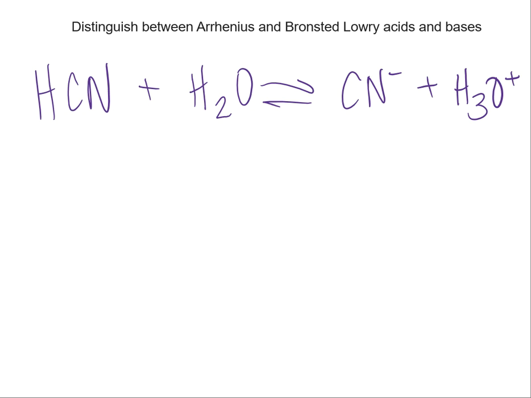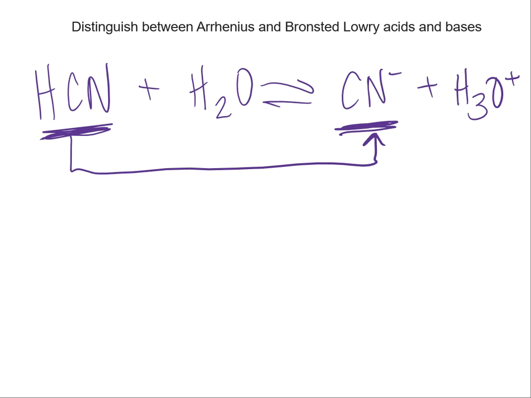So you want to look for similarity. So we had HCN on the reactant side. On the product side, we see CN minus. So we know that these two are related to one another. And so this HCN, in order to go to CN with a negative, two things had to take place. First, you had to lose hydrogen. There was a loss of hydrogen, loss of one H to go from the reactant to the product.